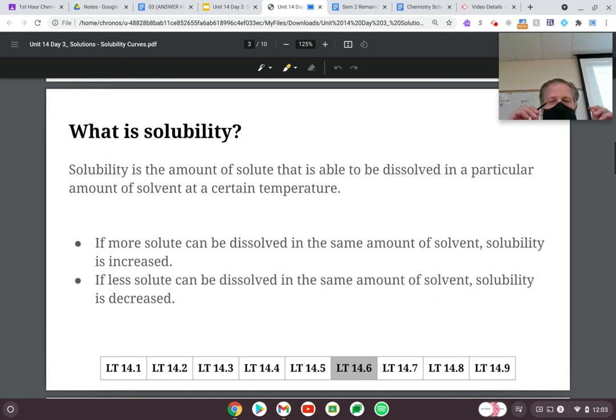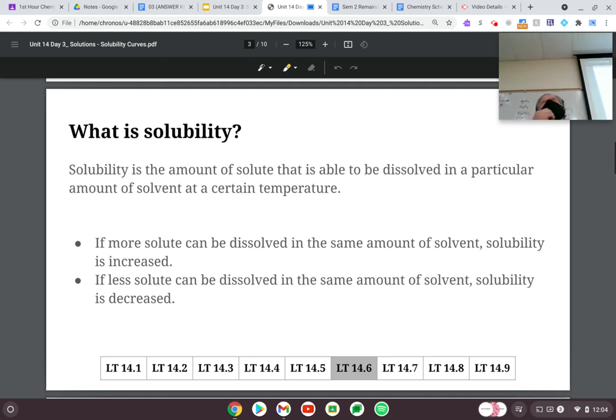amount of solute that is able to be dissolved in a particular amount of solvent at a certain temperature. So how soluble something is depends on the temperature and its ability to actually be dissolved. If we take a glass of water and set it out on the table at room temperature, the question is, how much solute can you put in there before it won't dissolve any further? That's kind of what solubility is.